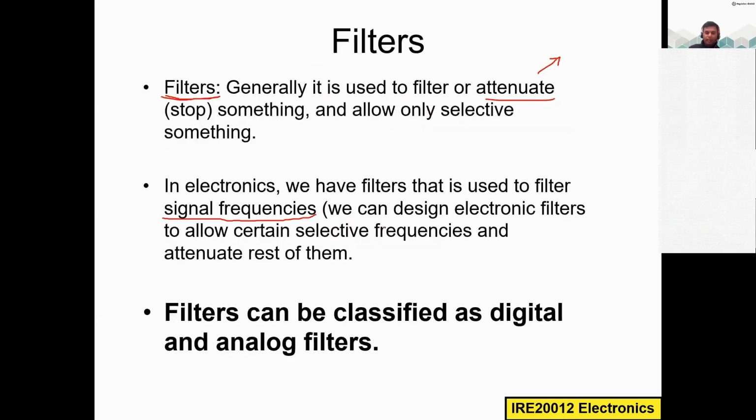So here you can see, it will allow only certain selective frequencies and attenuate or stop the rest of them. So that is the purpose of the electronic filters in electronics. And if you talk about filter classifications, generally we can classify the filters into two types. One is a digital filter, another one is called analog filters.